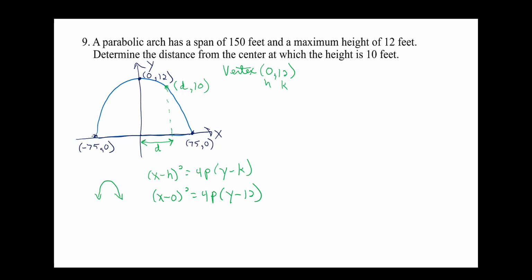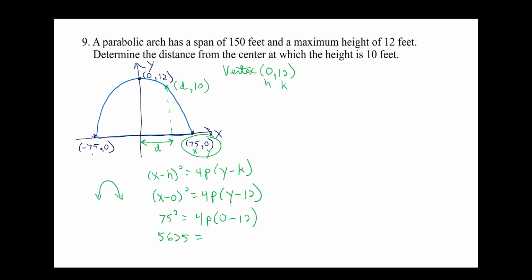And to figure out what p is, I have a point on this parabola. It's the point 75, 0. I actually have the point negative 75, 0 as well. But let's use this point 75, 0, plug in 75 for x, 0 for y, and see what we end up with. Right now, we have x minus 0 squared, which is x squared, or 75 squared equals 4p times, we're plugging in 0 for y, 0 minus 12. 75 squared is 5,625.